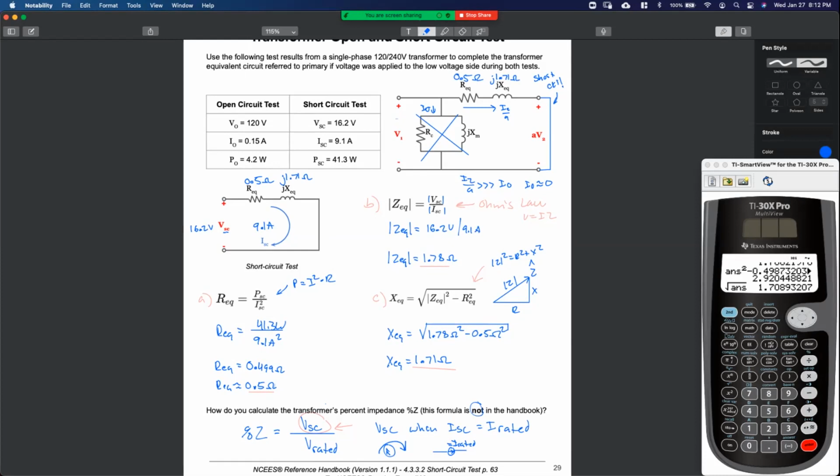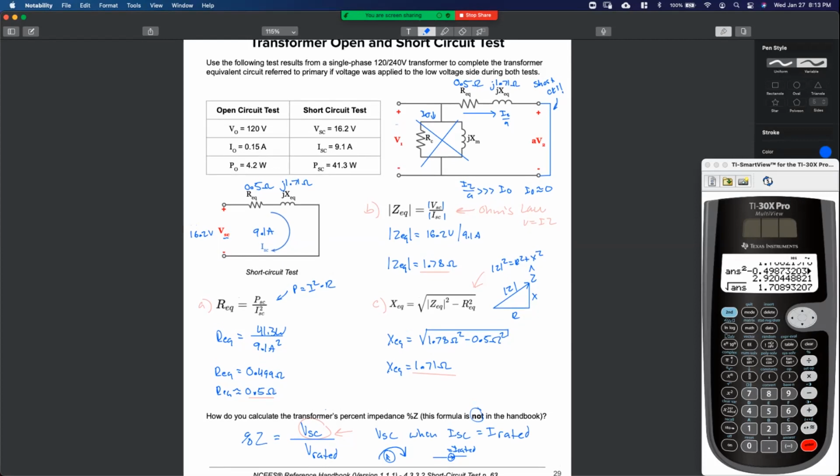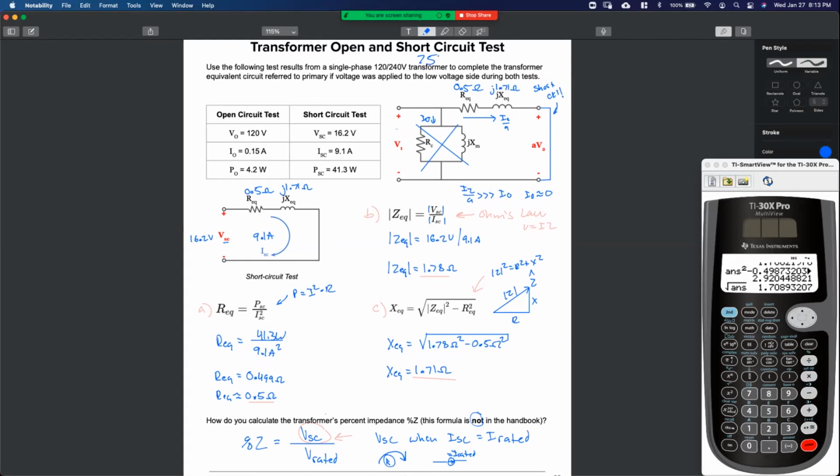But if I want to know percent Z, number one, I need to know what's the rated current on that side. So if we're doing the short circuit test, if I'm measuring the current either on the primary or the secondary, I need to know the rated current. I could solve for it if I knew the apparent power rating, because I have the primary voltage and secondary voltage. So how about if I say this transformer is 75 kVA, can I calculate percent Z now?